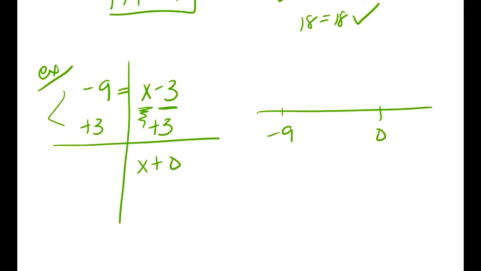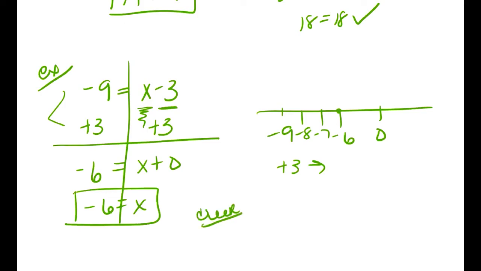-9 on the number line, and if I add 3, I'm going right. 1, 2, 3. So I get -9 plus 3 is -6. And so x equals -6.